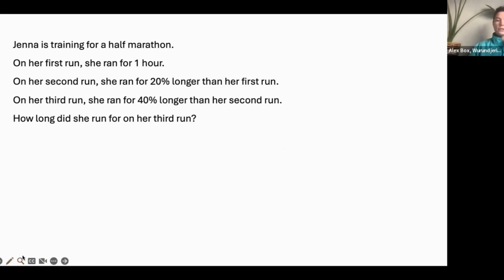The first thing I'm going to do is think about this hour in terms of minutes, because for me, that's much easier. So 1 hour is how many minutes? Yeah, 60 minutes. Now, thinking about 20% of 60, that's too hard for my brain.